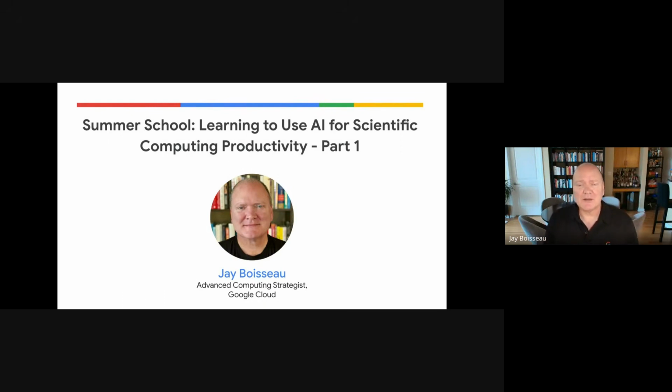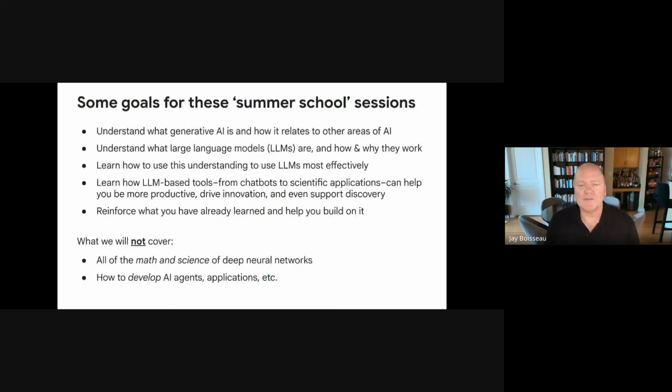With that, I'm going to turn it over from my MC self to my presenter self. So I'll be giving today's presentation, Learning to Use AI for Scientific Computing Productivity, Part 1. This is going to be a 2-part summer school. I'm going to give you some goals of these summer school sessions real quick.